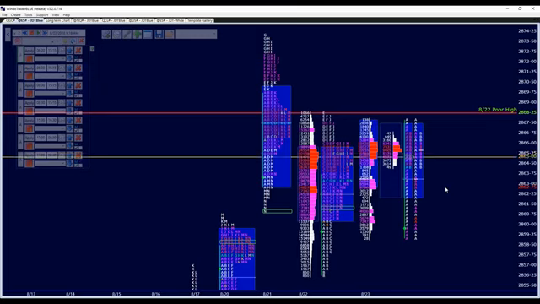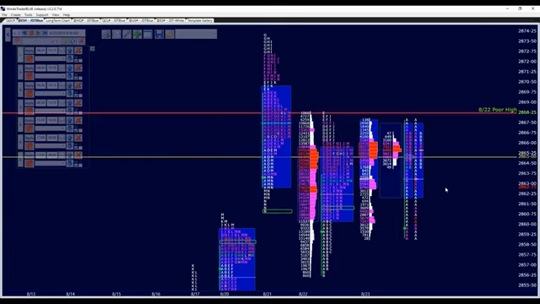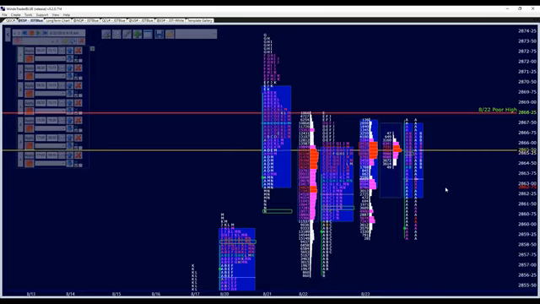Okay, how much time is left in B period? Less than 11 minutes. Okay, so you can see we're 2/3 through B period, about 10 minutes to go, and the market still remains balanced. So the market still hasn't made up its mind yet what it's going to do. So sometimes you just have to watch.